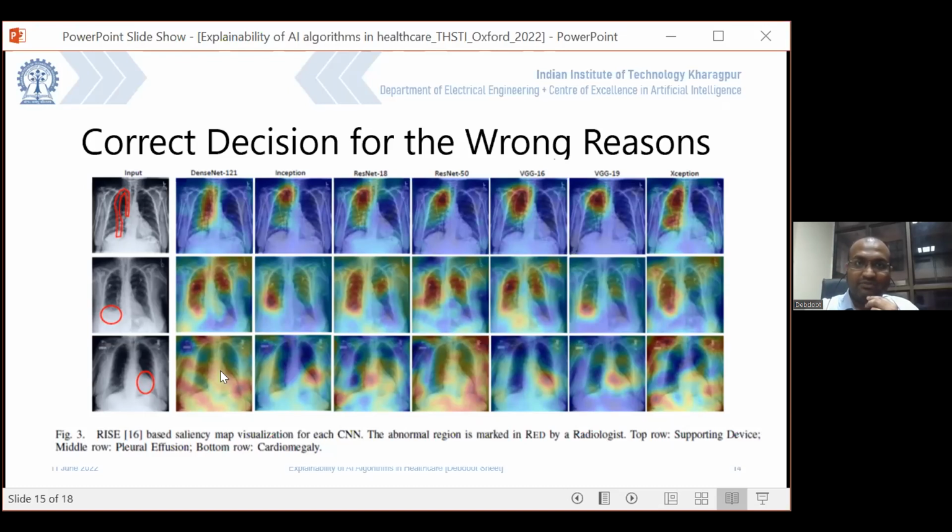DenseNet, which had a better performance, is worse than Inception, because Inception is the one which is actually giving you the right decision. You had it for VGG19, all of these. Xception, which was doing good on the numbers, actually had a wrong decision. It was looking everywhere. So that's what makes it interesting.